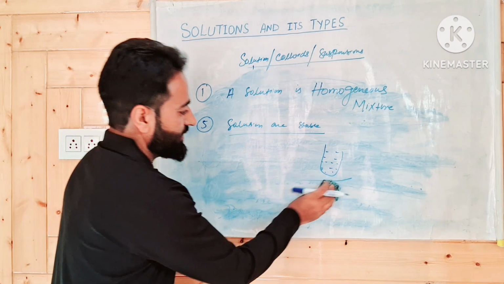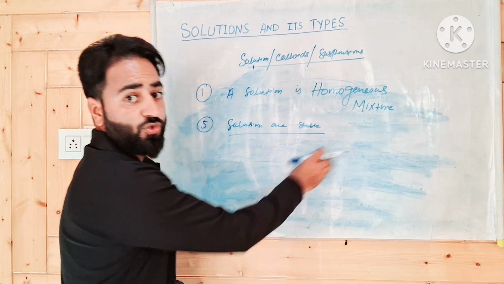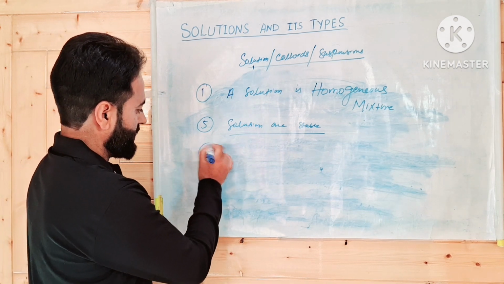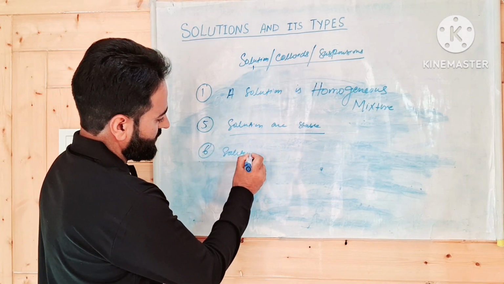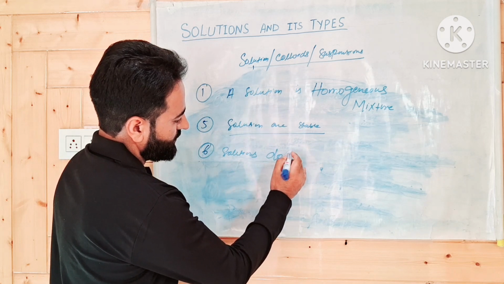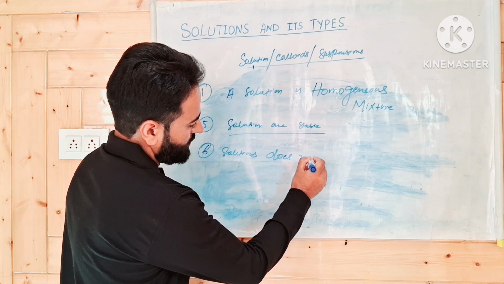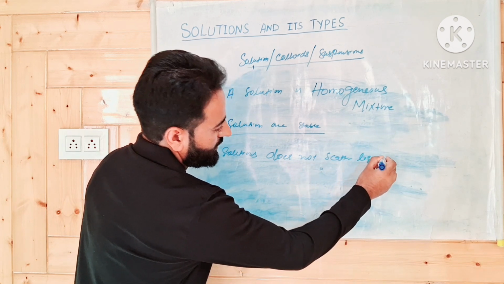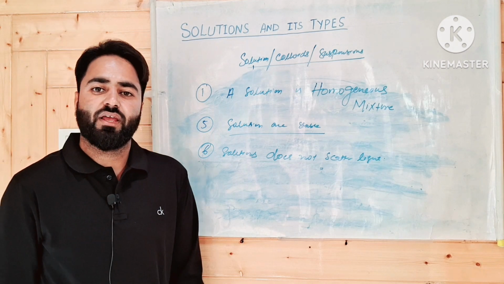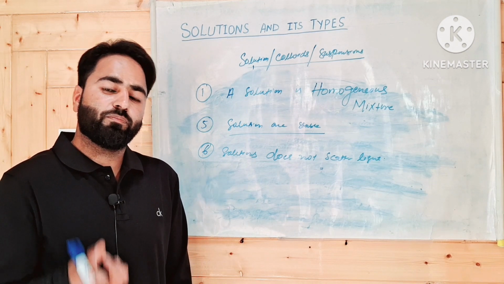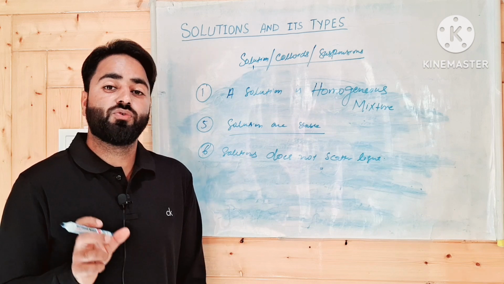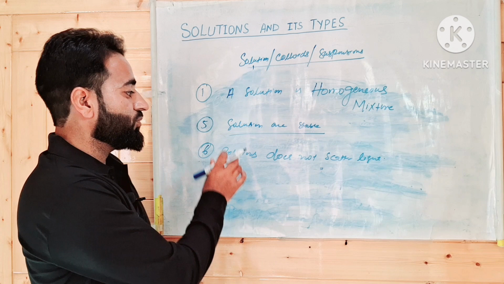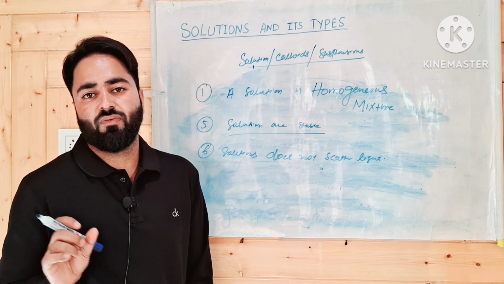The sixth point is solutions do not scatter light. The particles of a solution do not scatter light because the particles of a solution are extremely small. They are extremely small, so they do not scatter the beam of light.